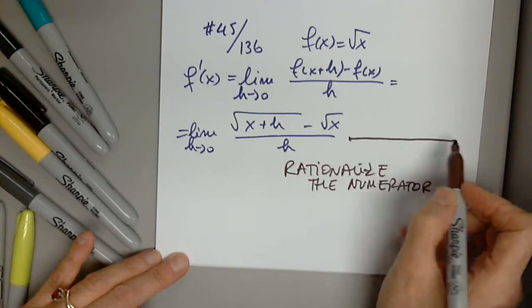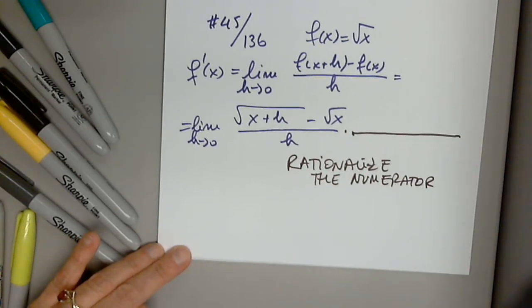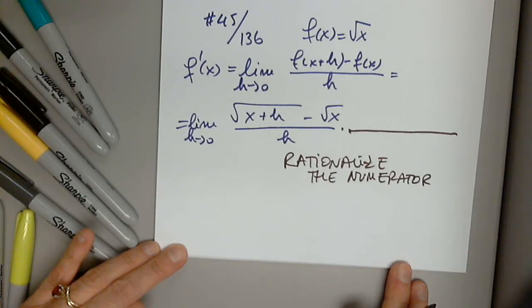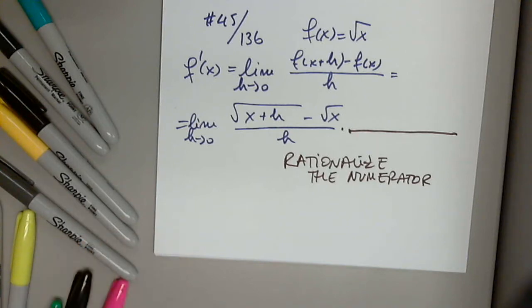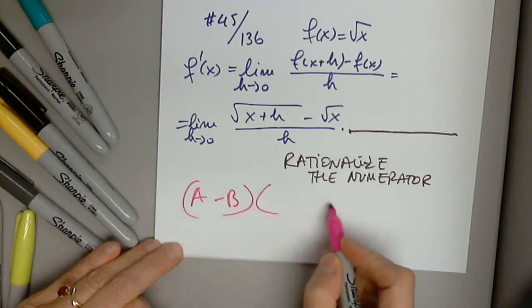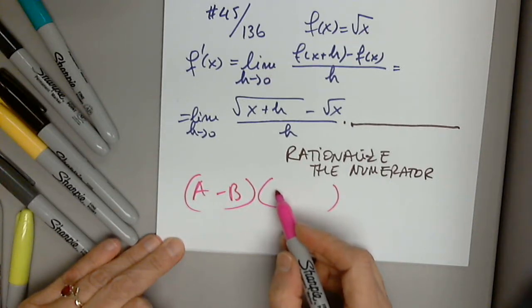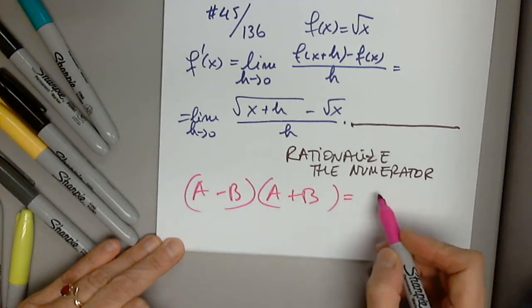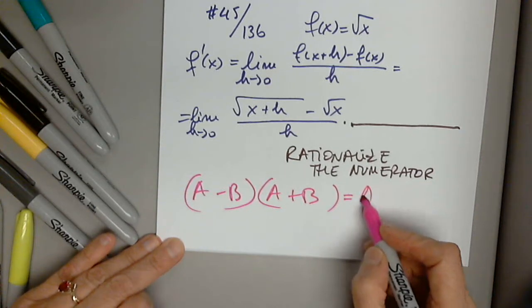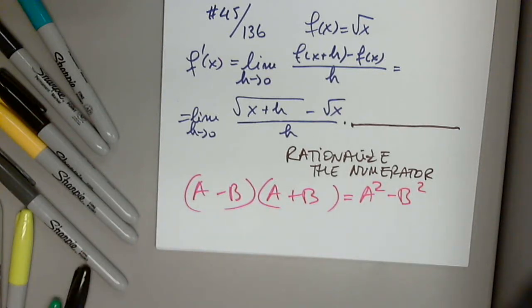Using what? Remember from last time. If I have a minus b, what do I multiply it by? A plus b, to get the difference of squares. Yes, indeed. That's the formula. This is how we started the first day of classes, we reviewed this. Right? The difference of squares. Good. So then what do I need?